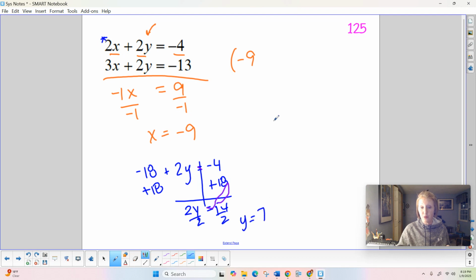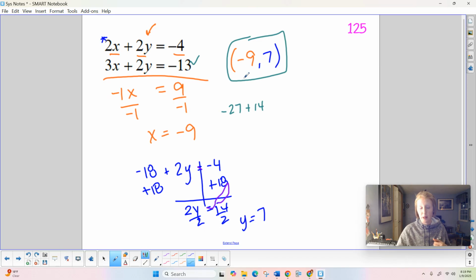for my y answer. Now again, if I want to double check, I go to my second equation that I didn't use: 3 times negative 9 is negative 27. 2 times 7 is 14. And if I add negative 27 plus 14, I do get that negative 13. So I know that I have a good answer. Okay, so that was the top left problem.